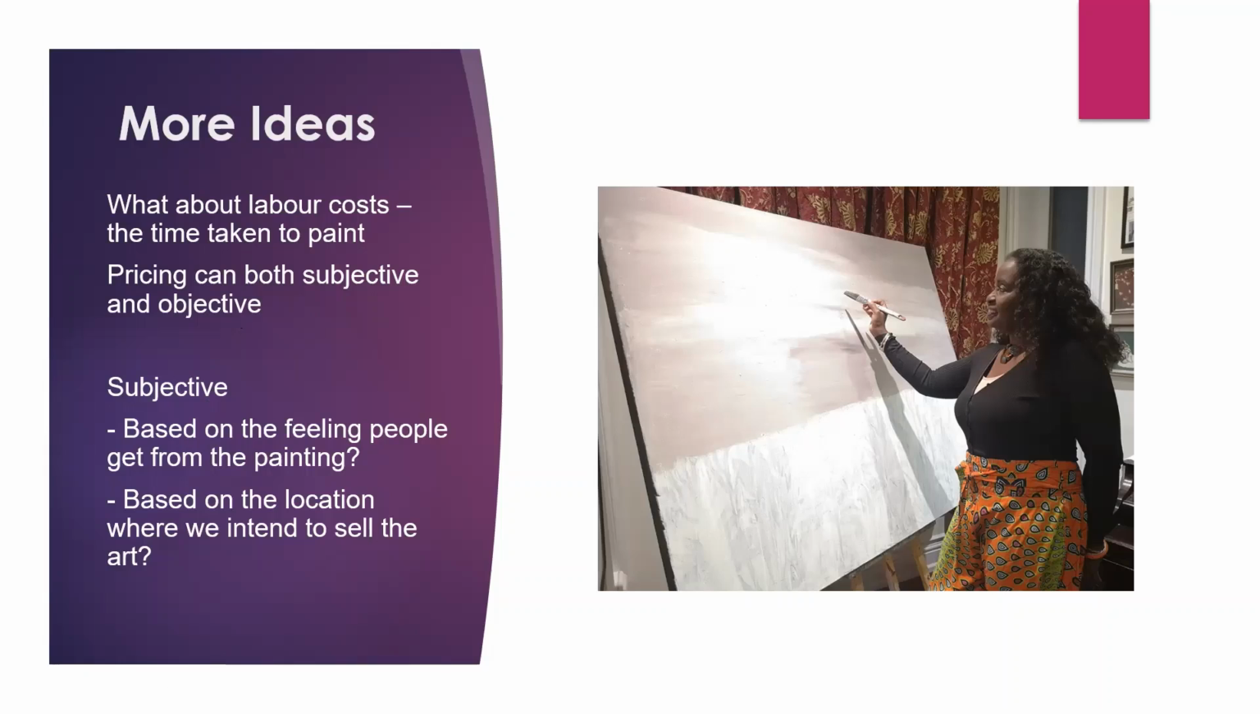You know, is this an upmarket neighborhood? Well, maybe I should price it higher. That's a subjective way of pricing the art. Or you look around at what everybody else has and say, well, similar to mine is going at this price, maybe that's the price I will sell mine at. So that's subjective.